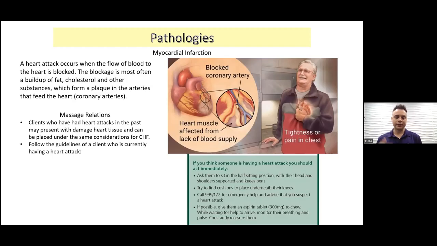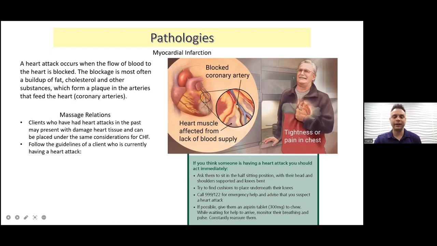And then, of course, make sure that you call paramedics immediately, because in this case, they say that time is muscle, in this case, heart muscle. So the longer it takes to get treated, the more muscle tissue dies. So, acting as fast as possible is going to be very important.